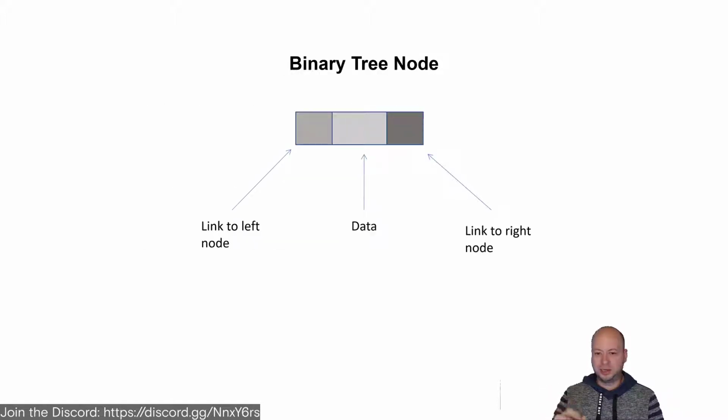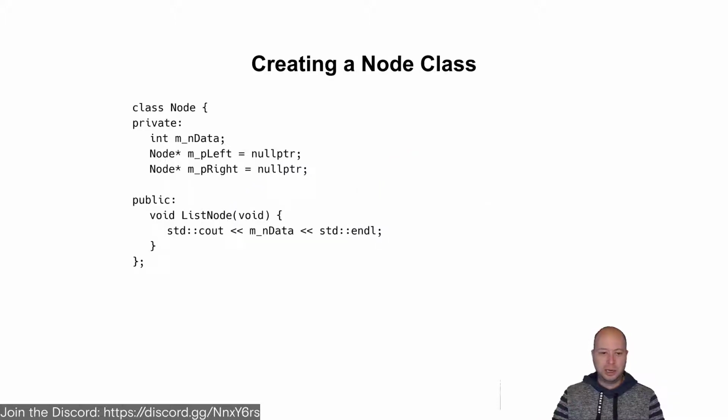You can think about it like this, right? And the node class is quite simple, where you have your data. In this case, it's an integer. And you have your left node and your right node, which is just a pointer to your own data structure. So it's quite an elegant data structure.